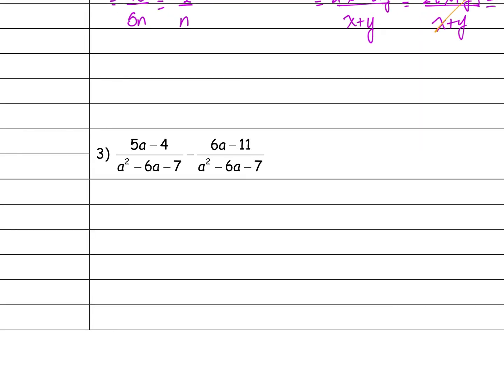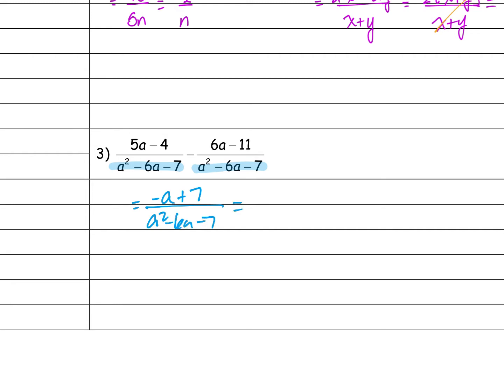And then the last one I'm going to do before I let you guys do some is a subtraction problem. Again, my denominator's the same, luckily. So this one should be fairly easy. So I have 5a minus 6a, which should be negative a. And I have negative 4 minus a negative 11. Let's see, what's negative 4 minus negative 11? Isn't it 7? Yeah, 7. Plus 7 all over a squared minus 6a minus 7.